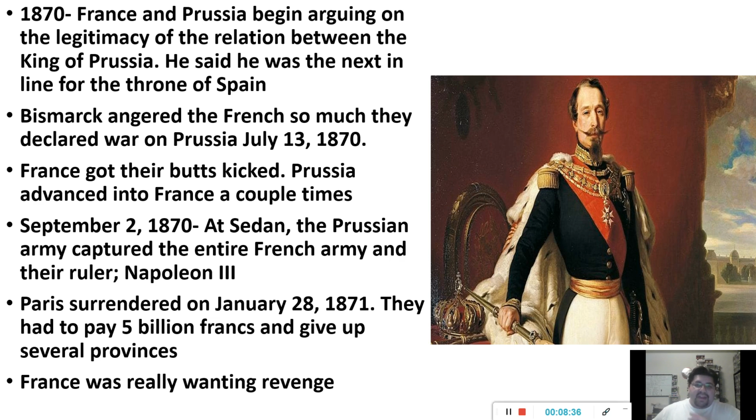So on September 2nd, 1870, at Sedan, the Prussian army actually captures the French army. They surround them, they capture them, and it's like, oh, hey, you're the ruler, aren't you? You're Napoleon III. Hey guys, look, Napoleon III is right here. Oh, cool, so we got the army and their king. See how that works? So amazing. So they go to Paris and basically come to an agreement on the terms of surrender on January 28th, 1871.